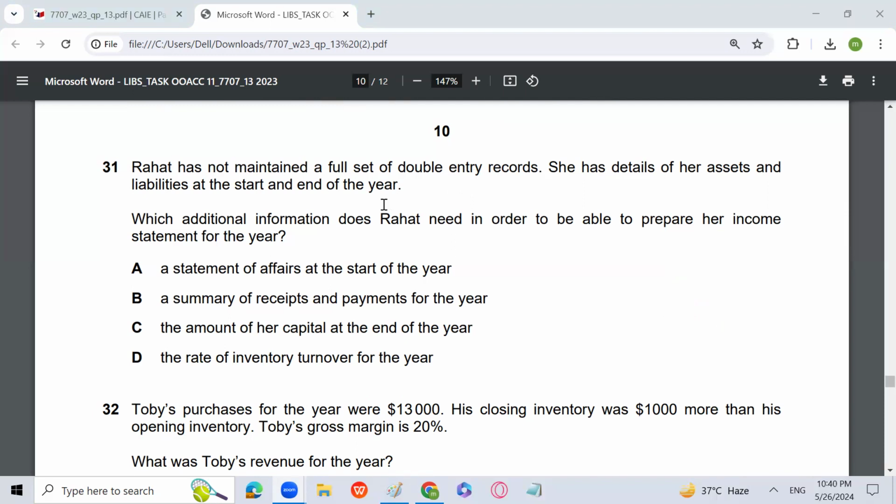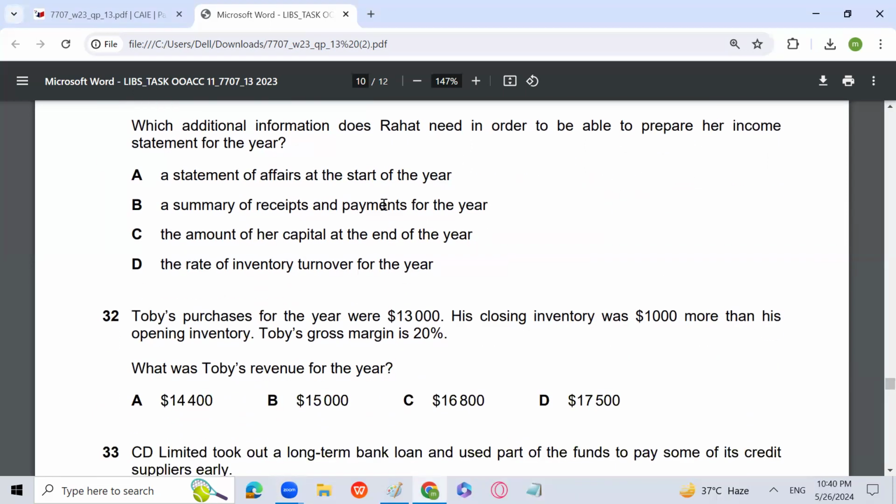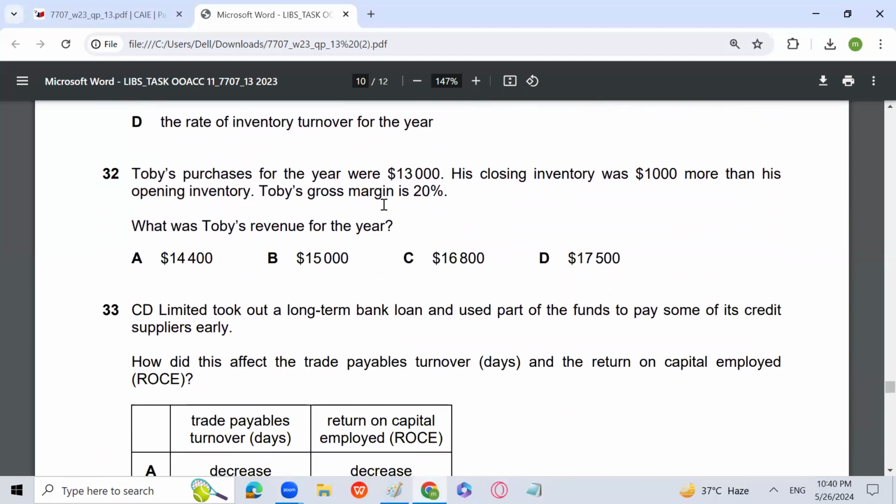This is from incomplete records. When you solve an incomplete record question, you are given the opening assets and opening liabilities, closing assets and closing liabilities, and receipt and payment account. What do you do? You prepare SLCA, PLCA, expense account, income account, and then you prepare income statement and balance sheet. So for the income statement, you should have the statement of affairs at the start and at the end, which is given already. Summary of receipt and payment account, B is the answer. That is also necessary to solve the question.